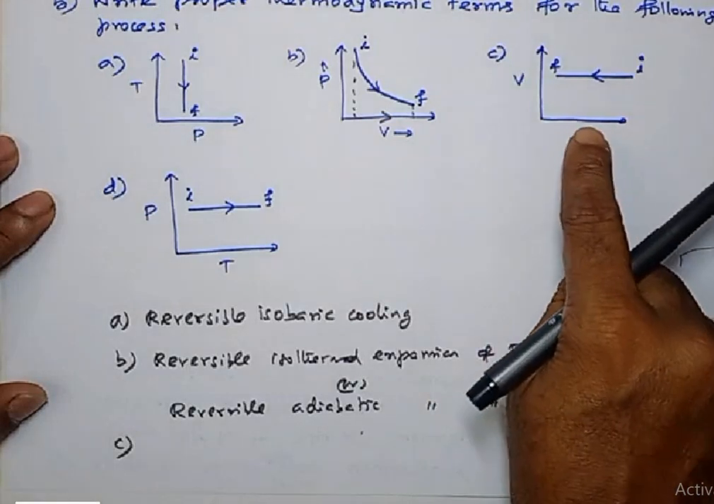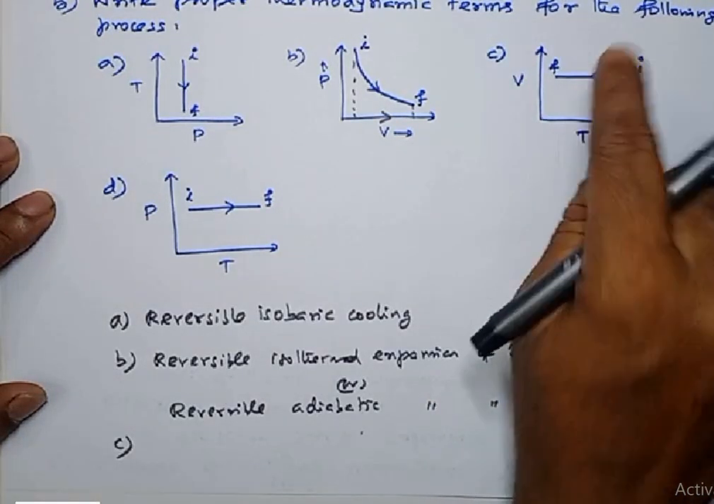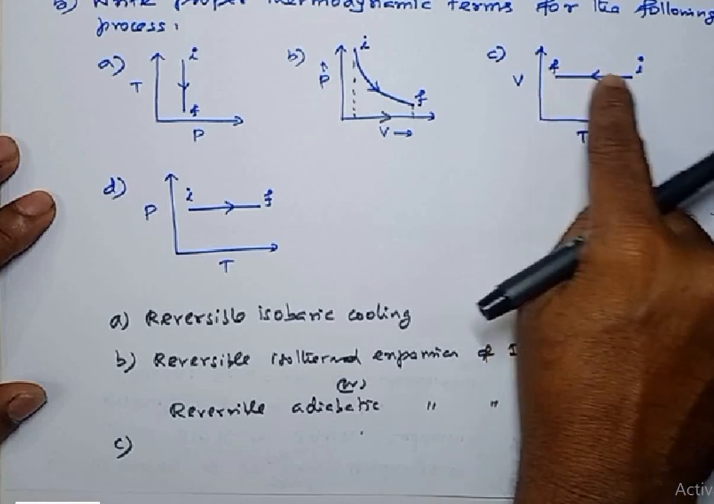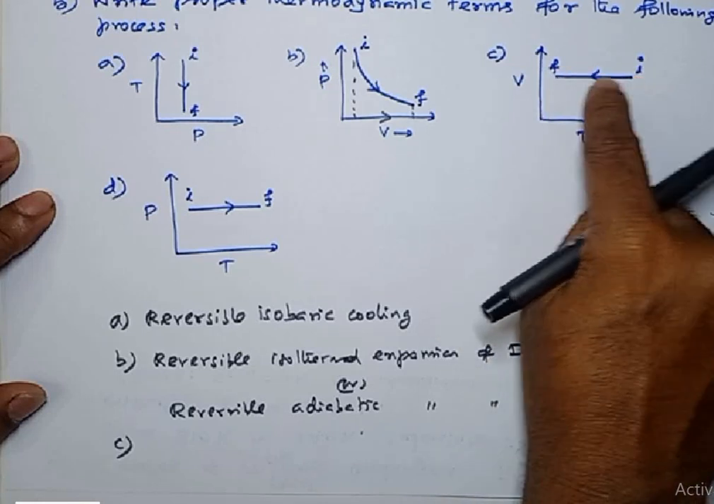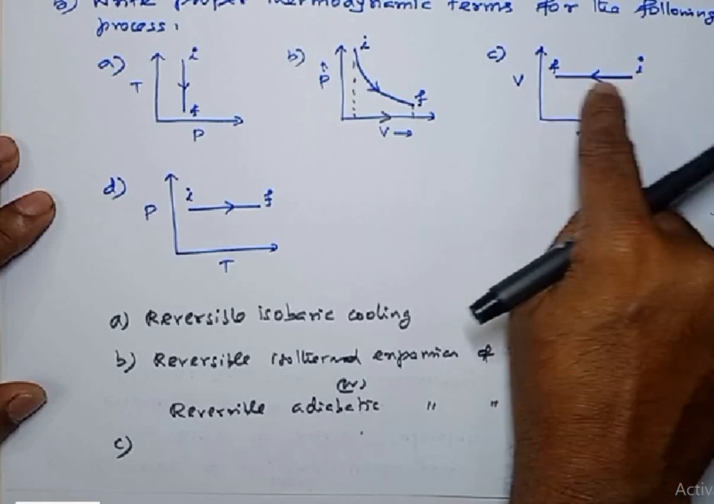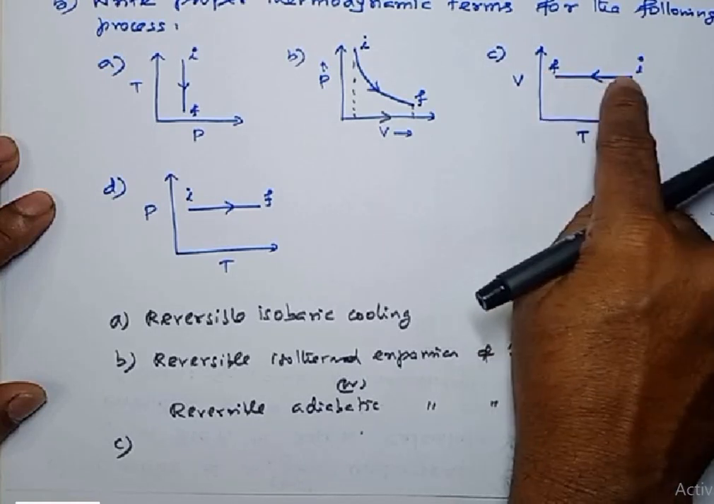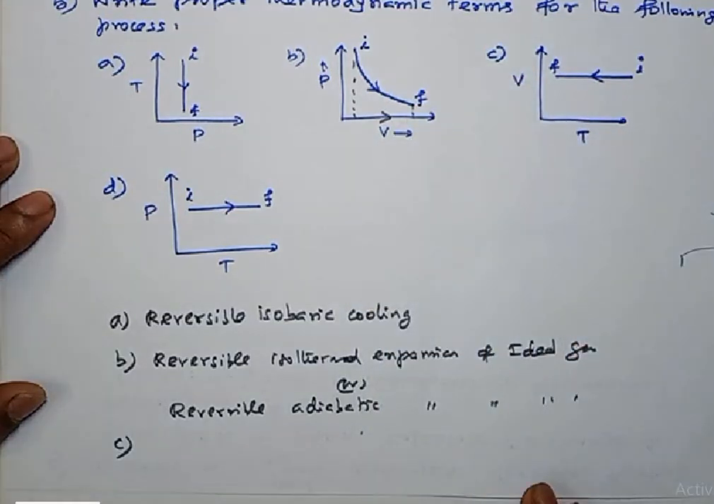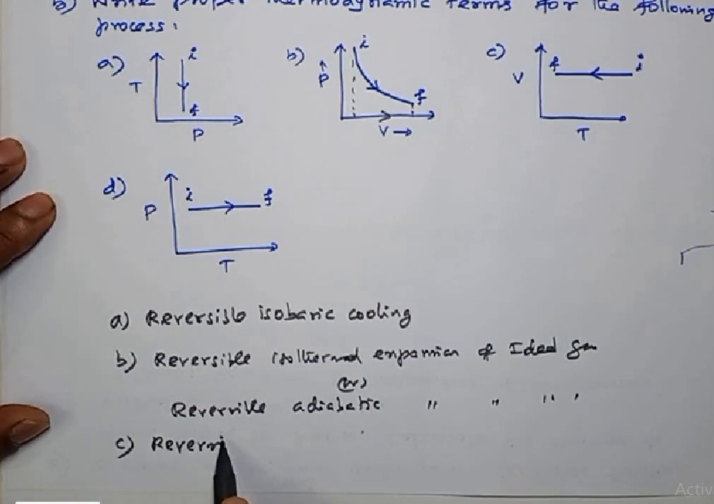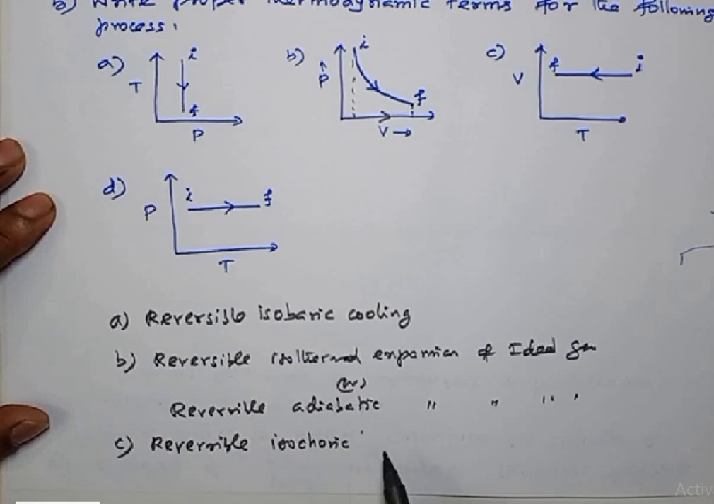Then question C. So what is given here? Listen, again solid line is given, so it is a reversible process. Listen, this is initial and this is final. When we move from initial to final, temperature decreasing, right? Temperature decreasing means cooling, but volume remains constant, so it is isochoric. So the process is called as reversible isochoric cooling.